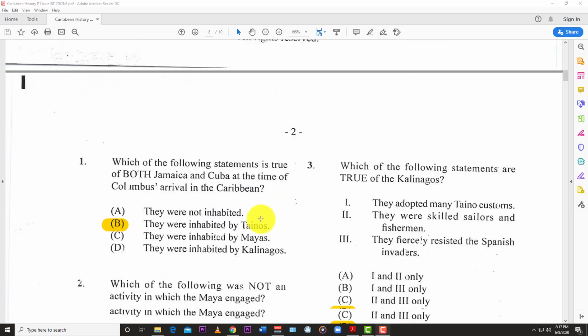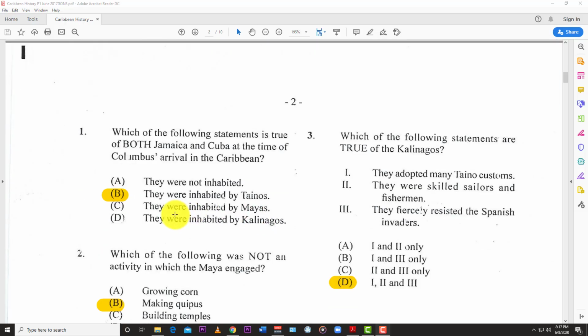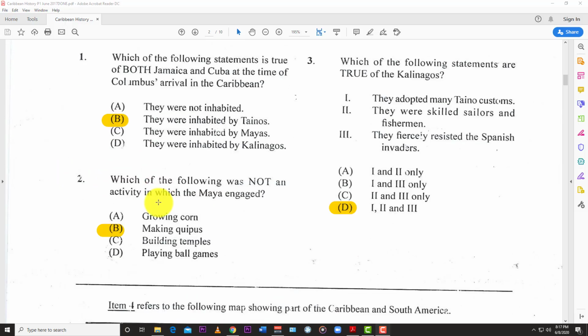It's a Caribbean History, June 2017, Paper 1. So CSEC, Caribbean History, June 2017, Paper 1. Let's jump right into it. Which of the following statements is true of both Jamaica and Cuba at the time of Columbus's arrival in the Caribbean? So the answer is B. They were inhabited by Tainos.